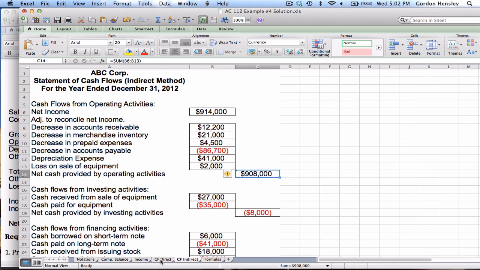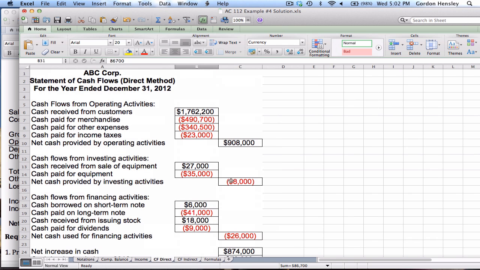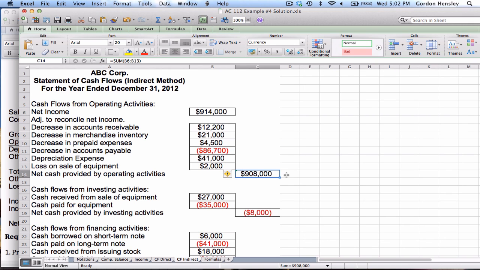Well, that number should sound familiar. Look up here at my operating activities on direct method, 908,000. See, I get the same answer either way. It's just a different way of getting there, and it's a different way of presenting it. But ultimately, I am going to get the same answer. So you always expect that answer to match up. So that completes my statement of cash flows indirect method.